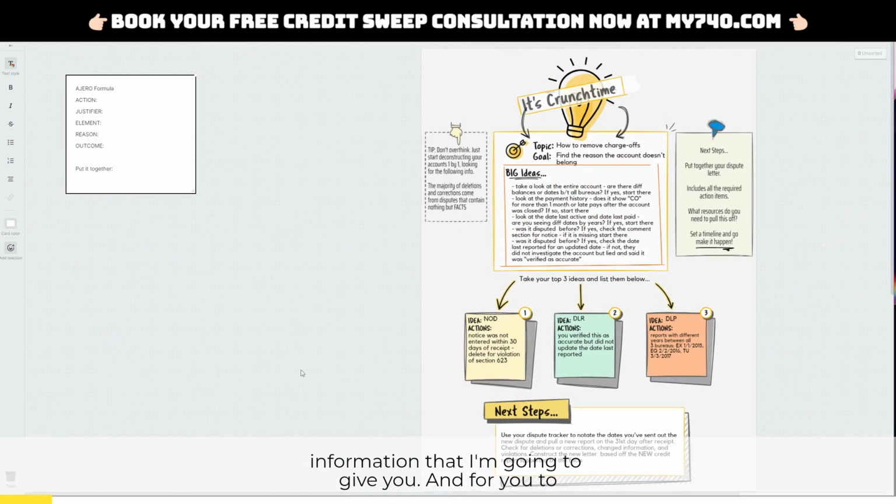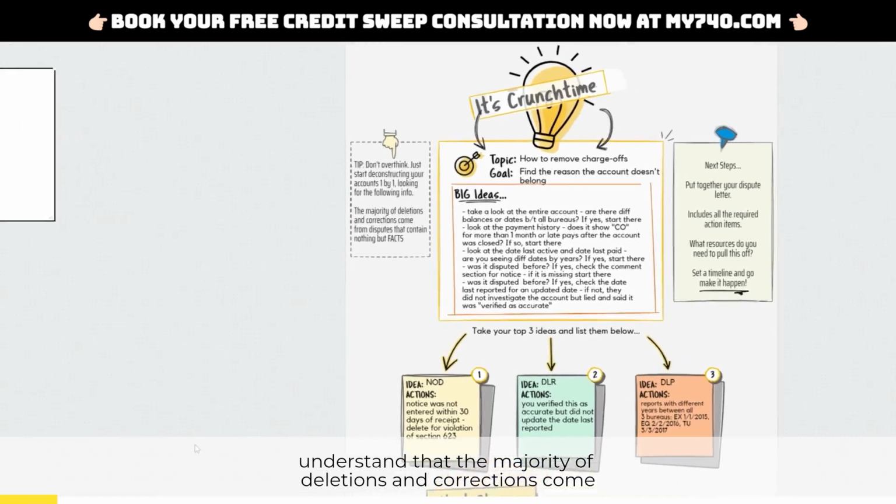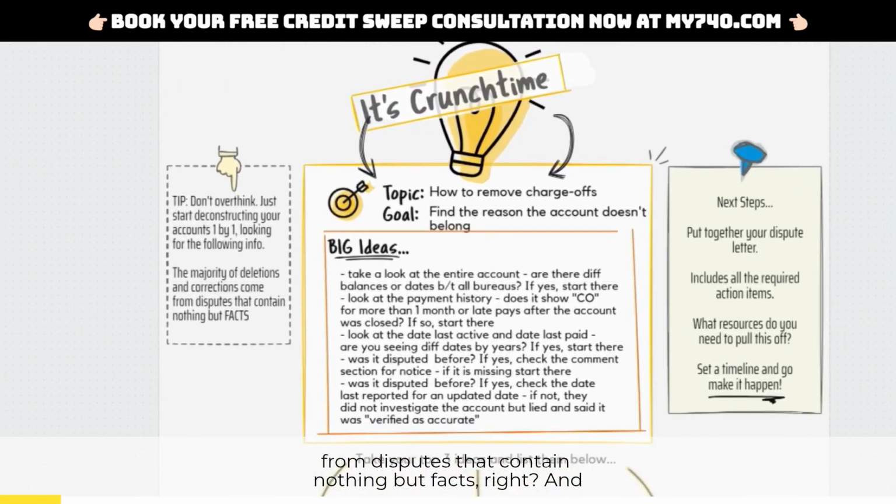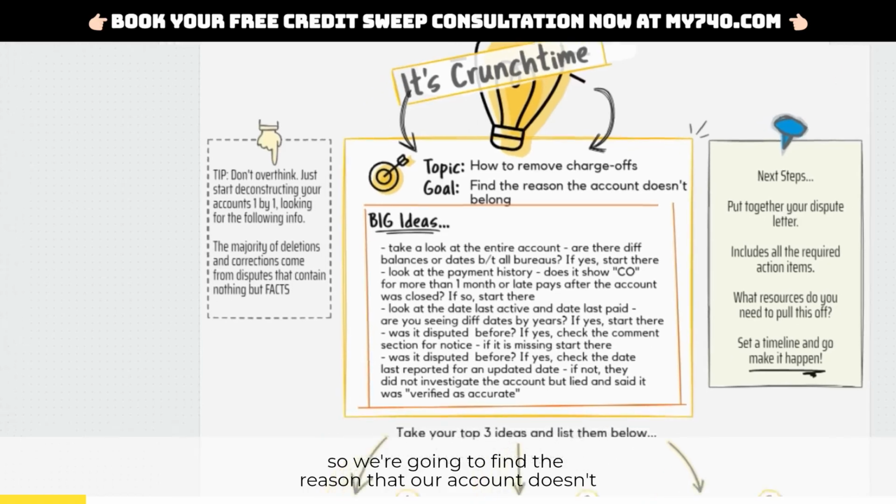give you, and for you to understand that the majority of deletions and corrections come from disputes that contain nothing but facts, right? And that's what factual disputing is, okay? So let's look at what we're going to do. And this is what I call credit crunch time. Okay, so we're going to find the reason that our account doesn't belong.